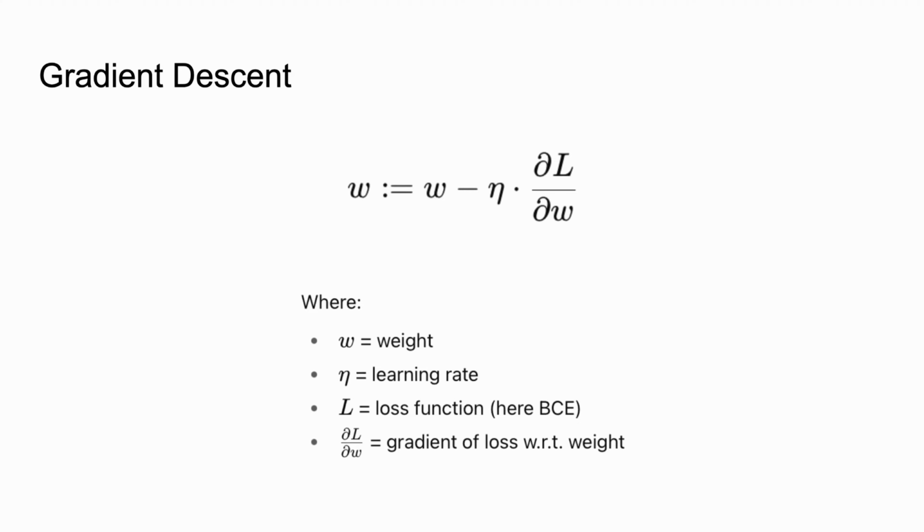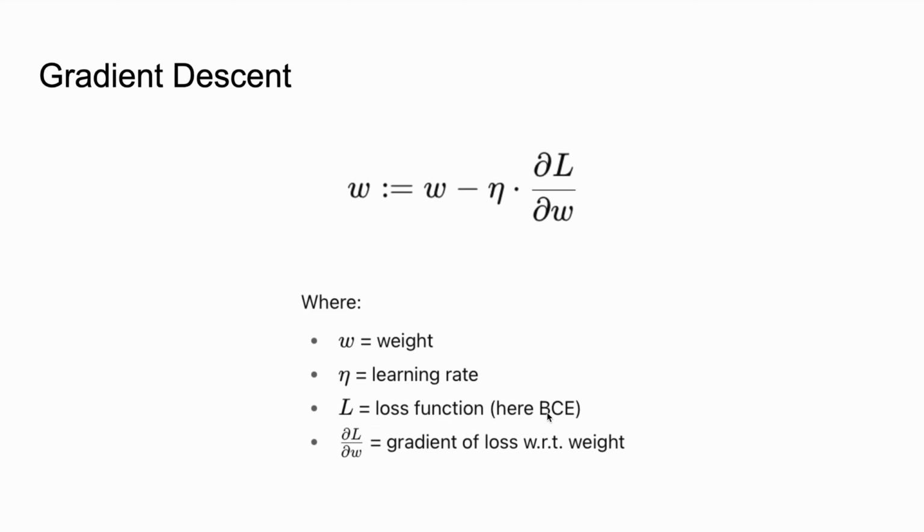So that the loss is minimized. For weight updation, we use this gradient descent technique, and this is the formula for gradient descent. W, the new weight, equals the old weight minus eta times the partial derivative of the loss function with respect to the weights. So these are the components of this function: weights, learning rate, loss function.